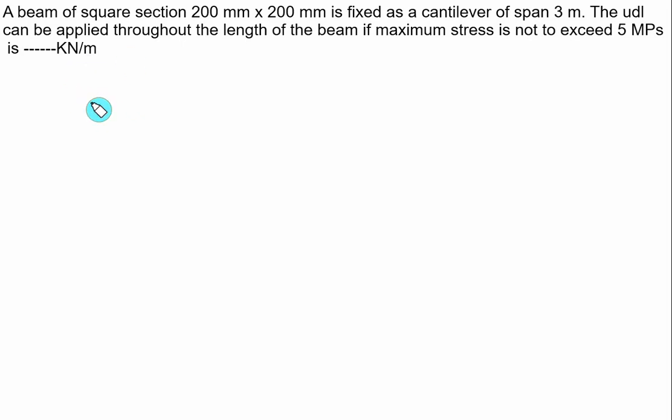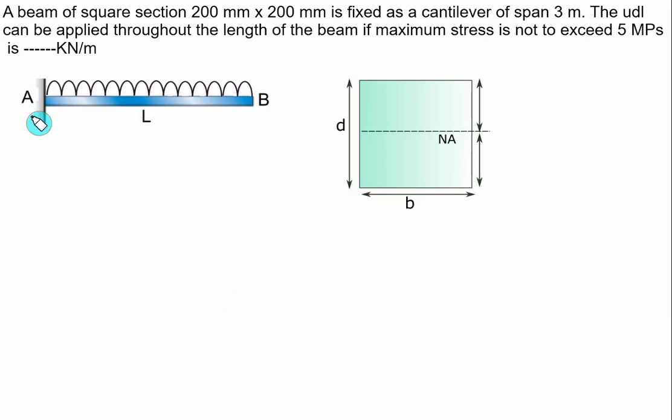So we have been given here a cantilever beam. Let's represent here AB as a cantilever beam, and we have span L equal to 3 meter. And we have a square section. The value of B is the same as D, equal to 200 mm. So exactly at this point we have the centroid, that is G. The top fiber and bottom fiber are at the same distance here, that is D by 2 and D by 2. So the compressive and the tensile stress maximum value will be either at top or bottom.